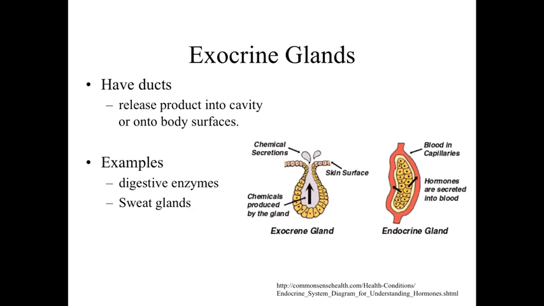Exocrine glands are essentially secretory cells that release their product into a lumen, and that lumen drains into a duct system and then dumps out either into a cavity or onto a body surface. Examples of exocrine glands are things like digestive enzyme glands and sweat glands.